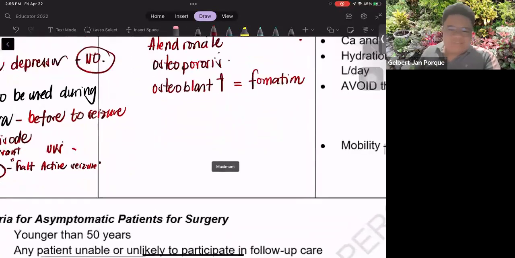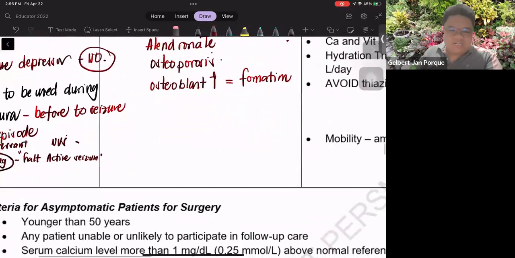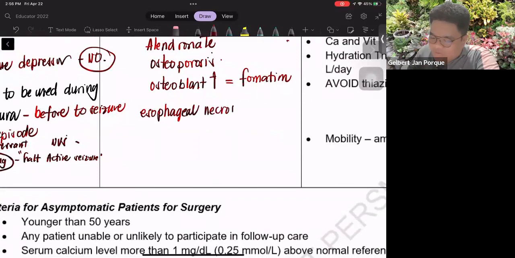Now, students, one of the major risk factors or adverse effects of this medication is esophageal necrosis. Especially, of course, if taken PO. If IV, class, it does not pass through the esophagus. So for the PO preparations of this medication, esophageal necrosis is our problem.